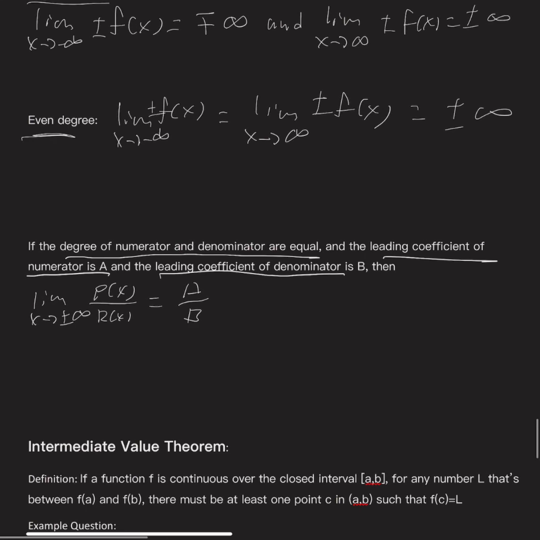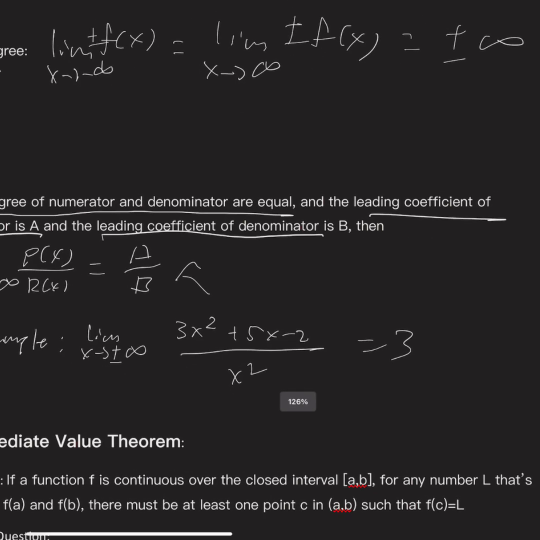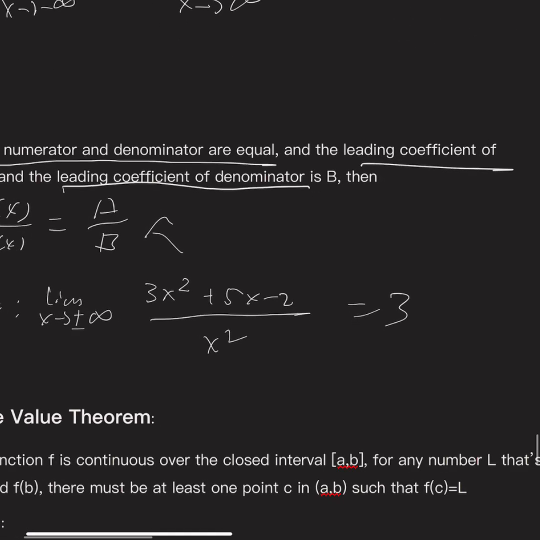So let's talk about an example here. Let's say we have the limit as x approaches positive or negative infinity of 3x squared plus 5x minus 2 over x squared. Based on this, this must be equal to 3. But why? Well, we only care about these terms here. Because the numerator is 3 times greater than the denominator, the limit will approach 3.